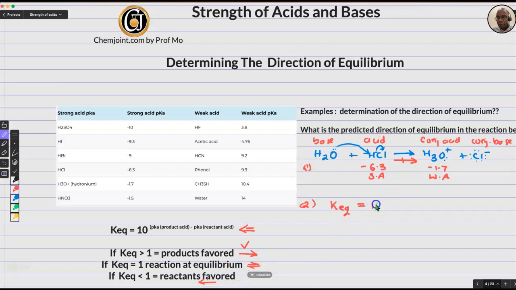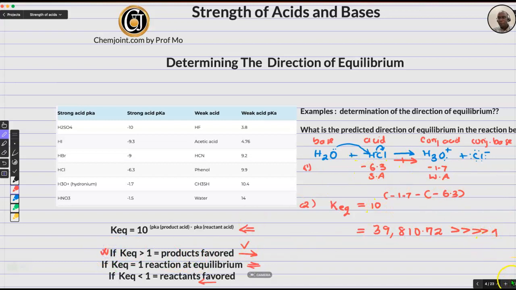So the formula is 10 to the power of the pKa of the product acid, which is negative 1.7, minus the pKa of the reactant acid, which is negative 6.3. If you do the math, you will get that Q will be 39,810.72. Well, this is way greater than 1. The reaction is sure to go forward according to that rule. So those are two ways on how to do that.